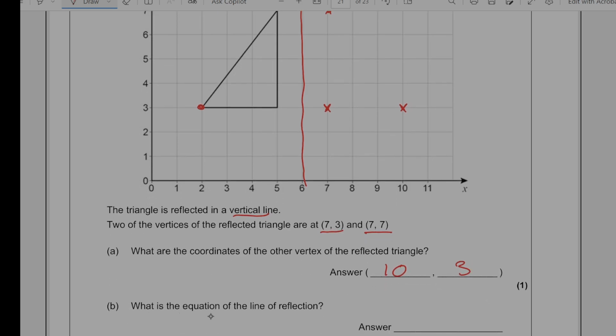What is the equation of the line of reflection? So I've already shown what the line is. I need to describe it. That is the line where x is equal to 6, because at every point x is equal to 6.